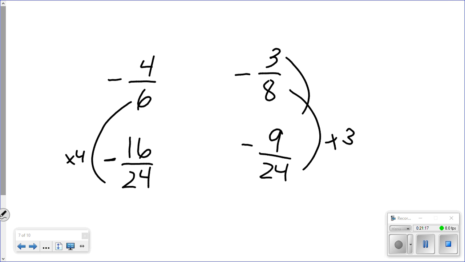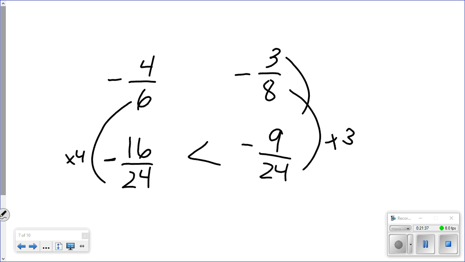Which one is greater now, Matt? 9. That's what it should look like. Yes, if you did 48, it should still be the same way. It doesn't matter what denominator you use. It's going to still tell you which one's bigger. Doesn't matter. Okay? Any questions?